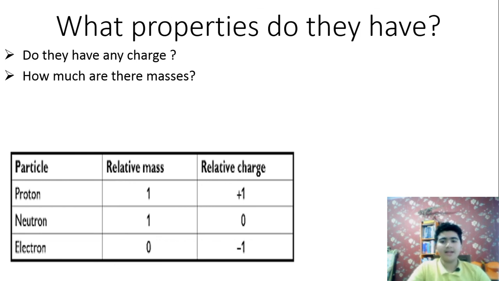Some of you might be asking, what about the electron? How much mass does it have? Because the electron has about 1 over 2,000th of the mass of a neutron or proton, we can just ignore the electron when we are computing the total mass of an atom.